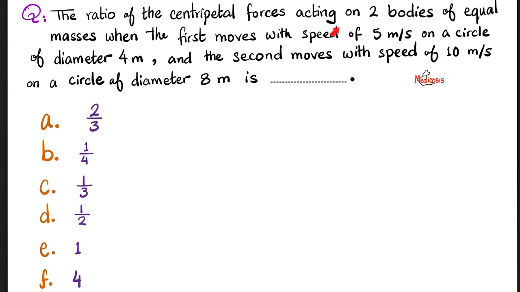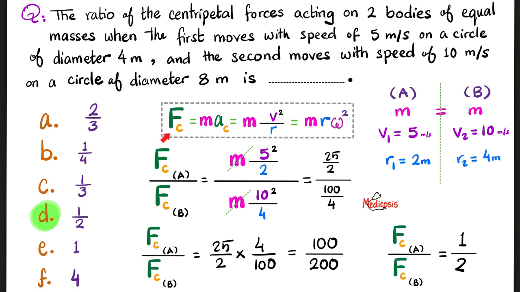Let's solve the problem of the previous video. The ratio of the centripetal forces acting on two bodies of equal masses, when the first moves with the speed of 5 in a circle of diameter 4 and the second moves with the speed of this in a circle of diameter of this, is what? Pause and try to answer this yourself. How do we do it? Well, we remember this equation from the previous video.